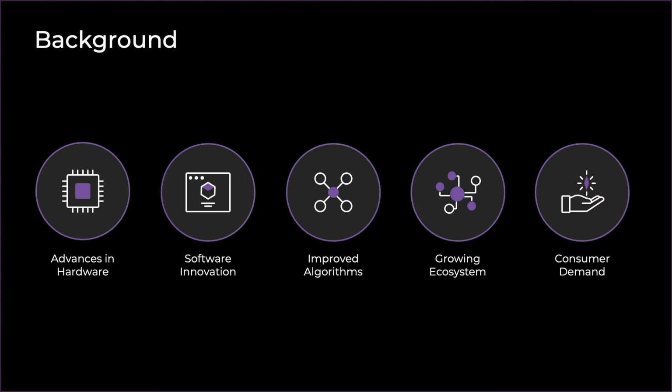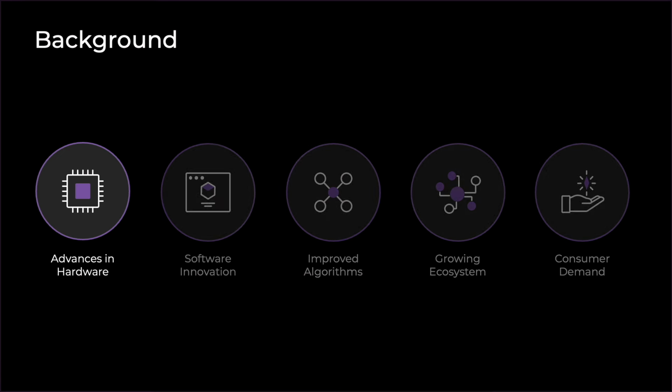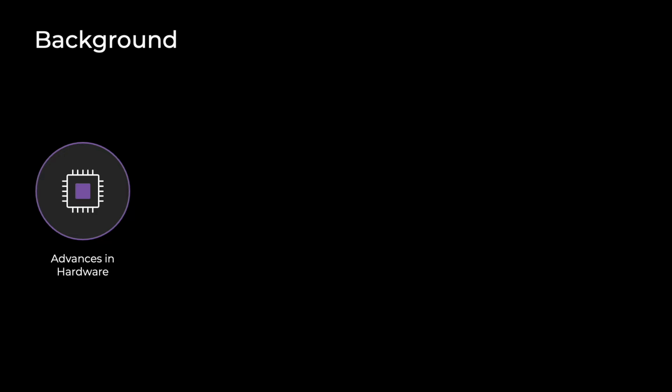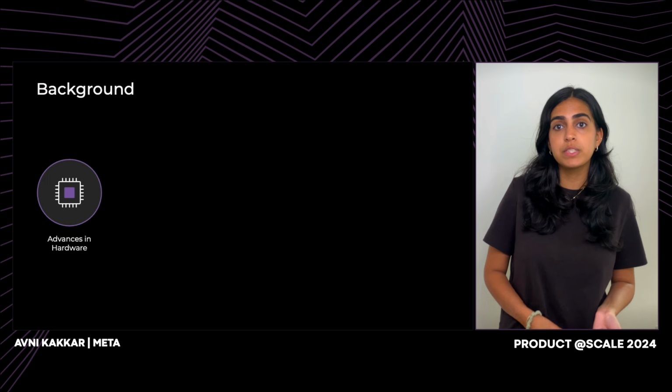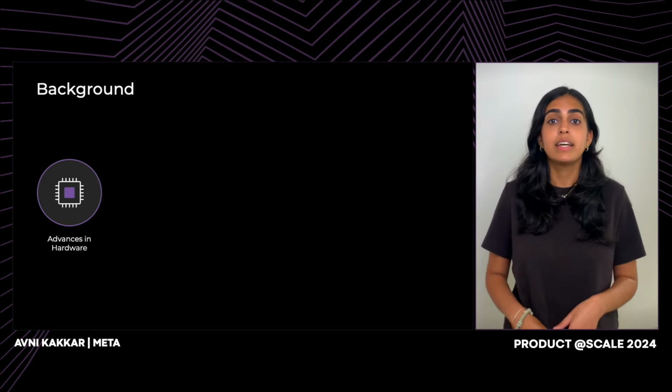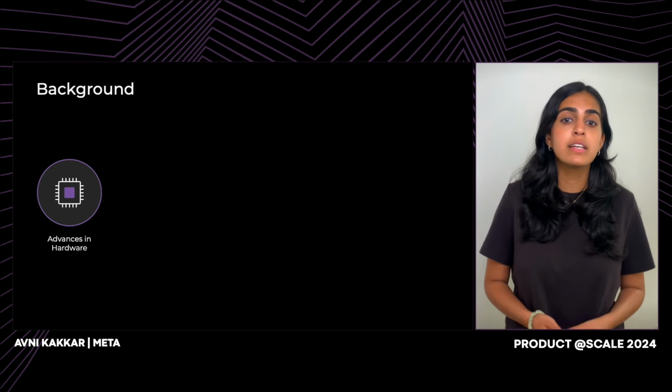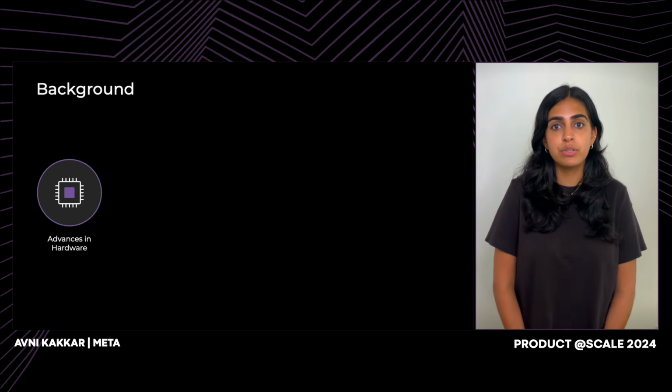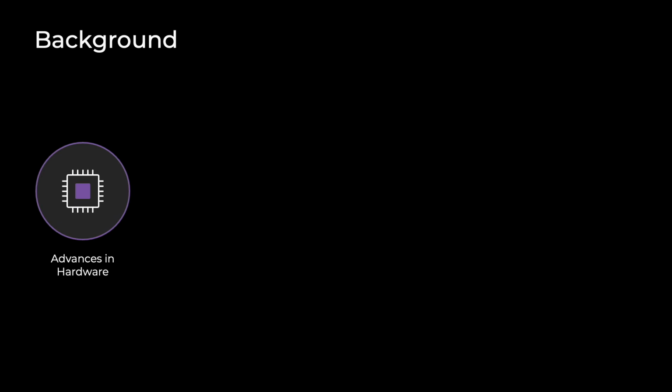The field of on-device AI isn't just evolving, it's exploding. Over the past few years, we've witnessed significant breakthroughs that have made it possible to run sophisticated AI models directly on mobile and edge devices. First, we have advances in hardware, obviously a huge prerequisite. The latest generations of mobile processors, GPUs, and dedicated AI accelerators like NPUs, which are neural processing units, and TPUs, which are tensor processing units, are designed to handle the intense computational demands of AI tasks. These advancements are making it possible to run complex models efficiently on your device with limited resources.